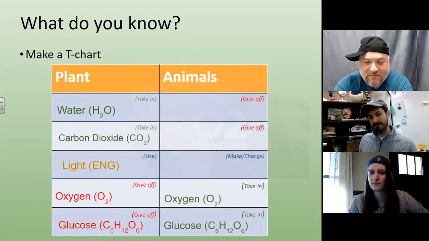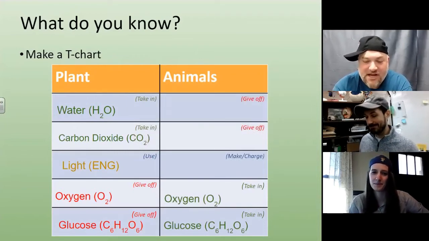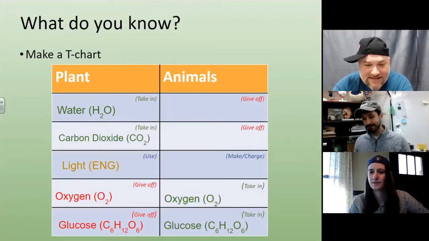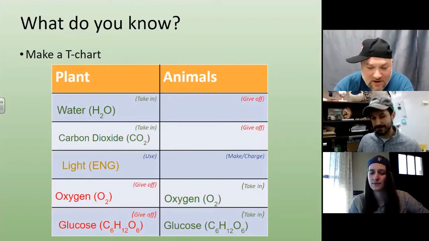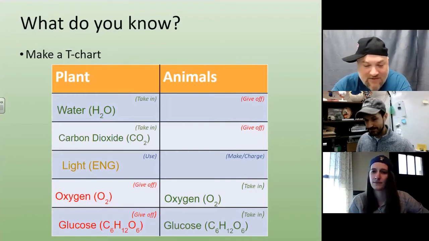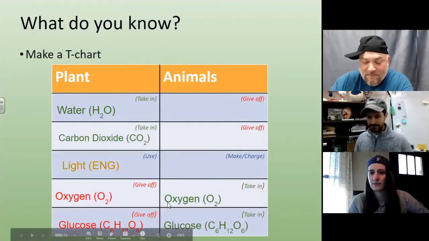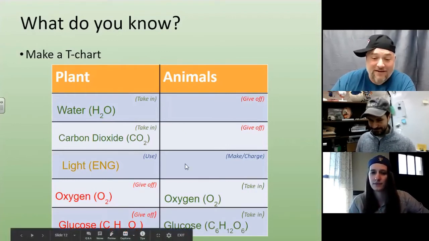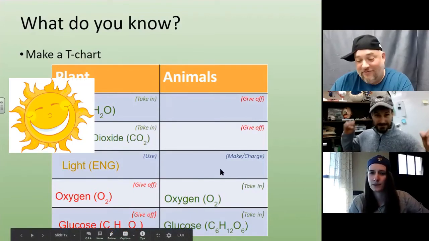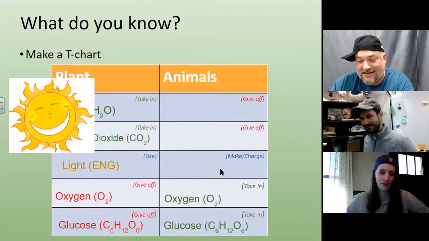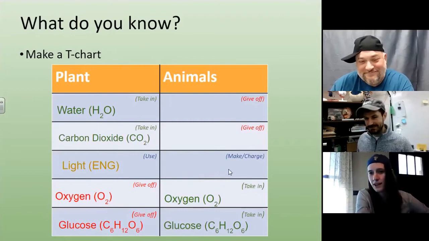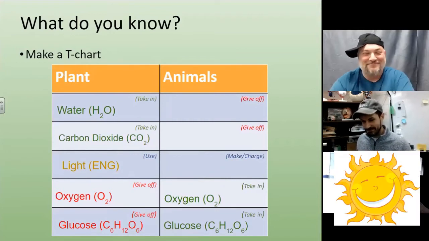This is interesting. Now, the next one, making and changing, I'm going to do this one because, are you guys seeing a pattern here? Plants give off glucose, we take in glucose. Plants give off oxygen, we take in oxygen, right? So if we follow that pattern, plants use light, we give off light. Is that true? I have a radiant, sunny personality, so obviously.